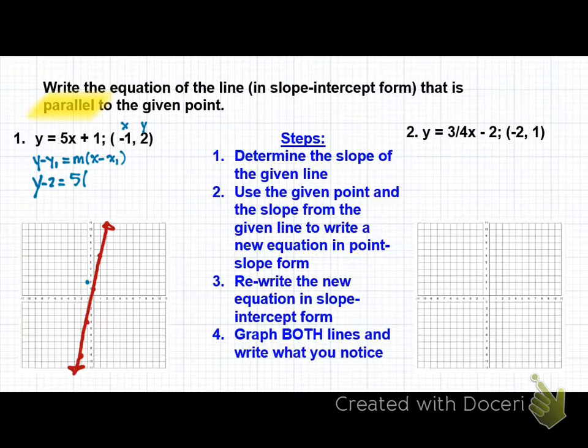Well, that's what we're going to do tomorrow, right? So this is the difference between today and tomorrow: this is 5 today. It's the same slope. Tomorrow it'll be the negative reciprocal.